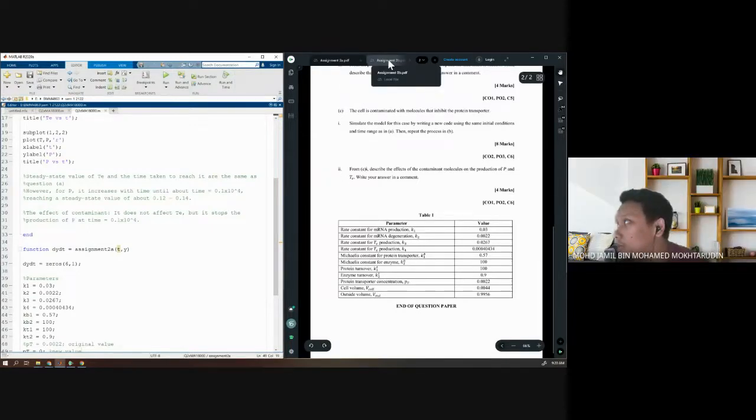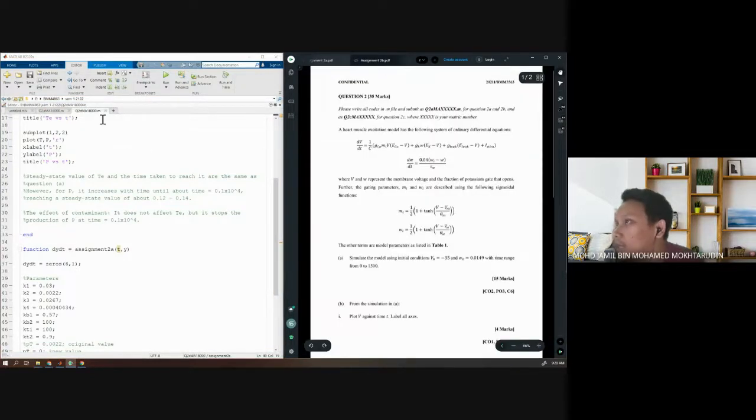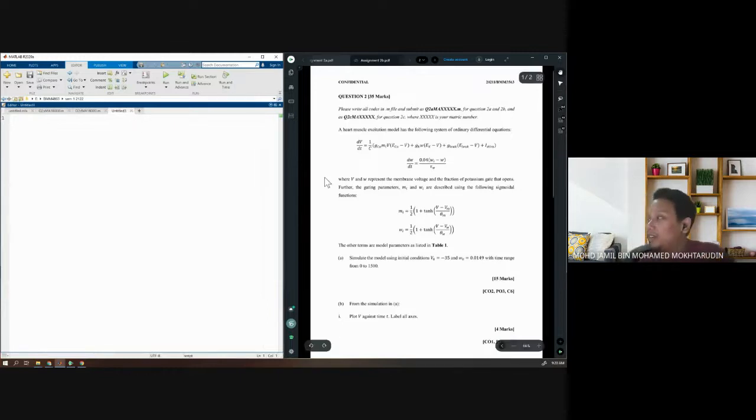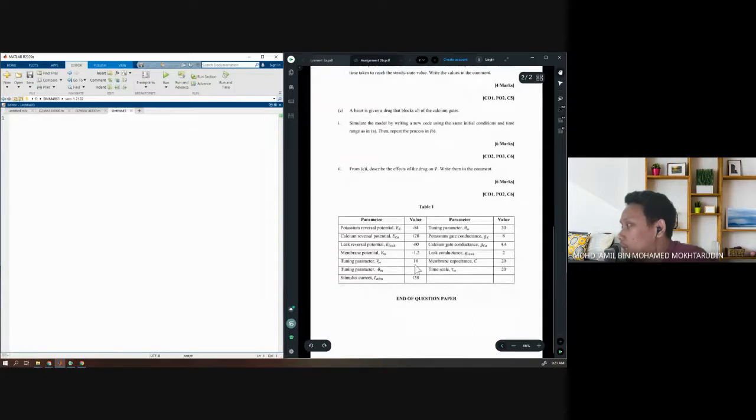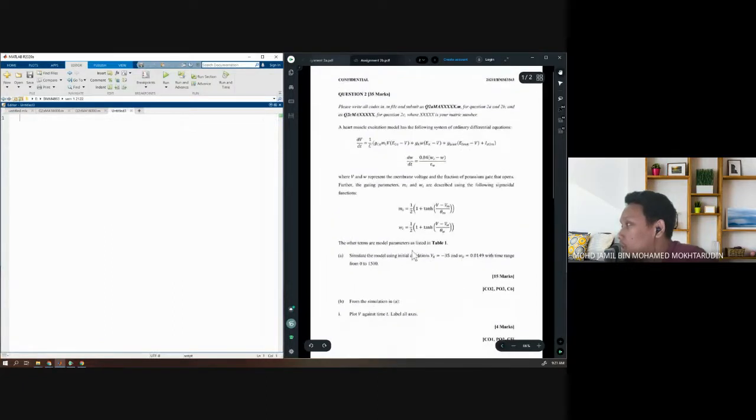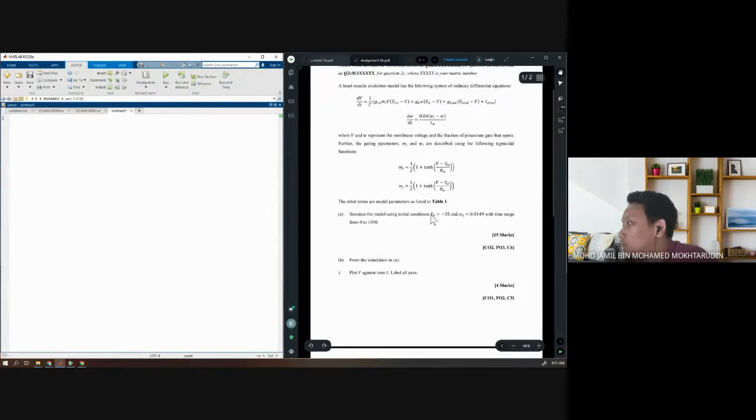Okay, so let's look at question 2B. A heart muscle excitation model has the following system of ordinary differential equations. So there are two ODEs. V and W represent the membrane voltage and the fraction of potassium gate that opens. Further, the gating parameters MI and WI are described using the following sigmoidal functions. The other terms are model parameters. Table 1 contains the model parameters. Question A: simulate the model using initial conditions V0 and W0 with the time range.